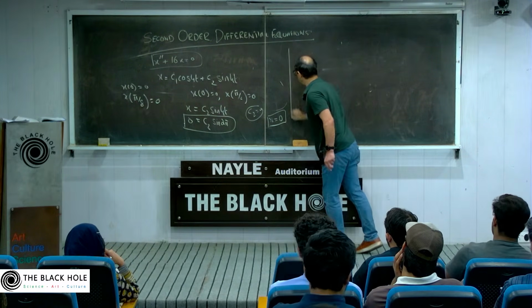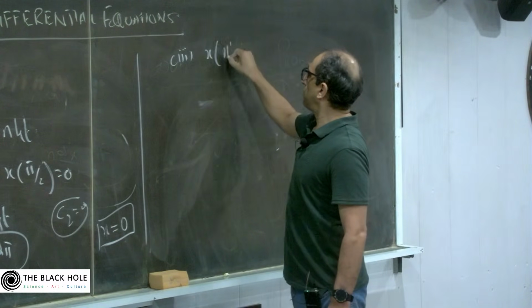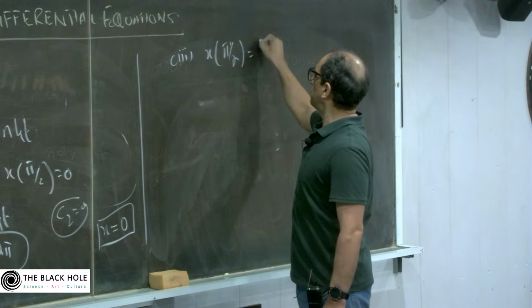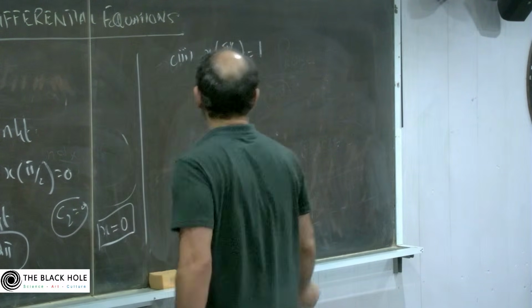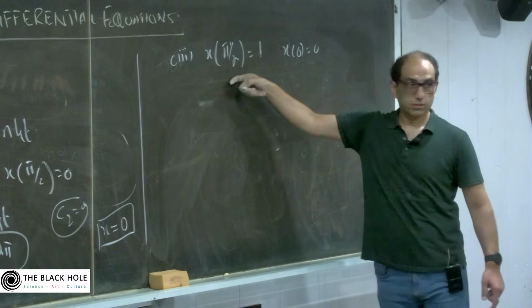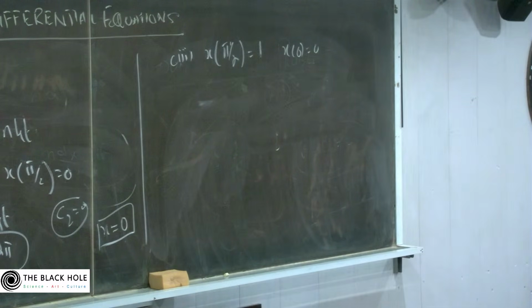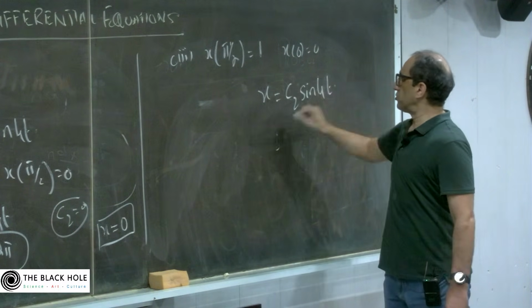So the third boundary condition is x of pi by 2 is equal to 1. X of 0 is 0 still. So I know that C1 is 0, and now I use this condition. Now tell me. Do it. You have to plug this in here, and you need to tell me.